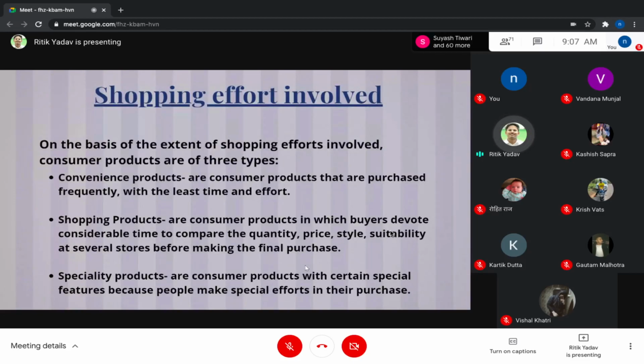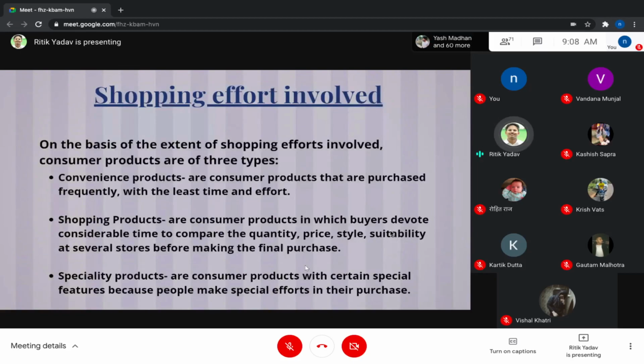Also, we have shopping products, the consumer products in the purchase of which the buyer devotes considerable time to compare quantity, price, style, and suitability at several stores before making the final purchase. They are generally durable in nature, and the unit value as well as the profit margins of these products are generally high. Purchase of these products is generally pre-planned. Examples: clothes, jewelry, furniture, or any vehicle.